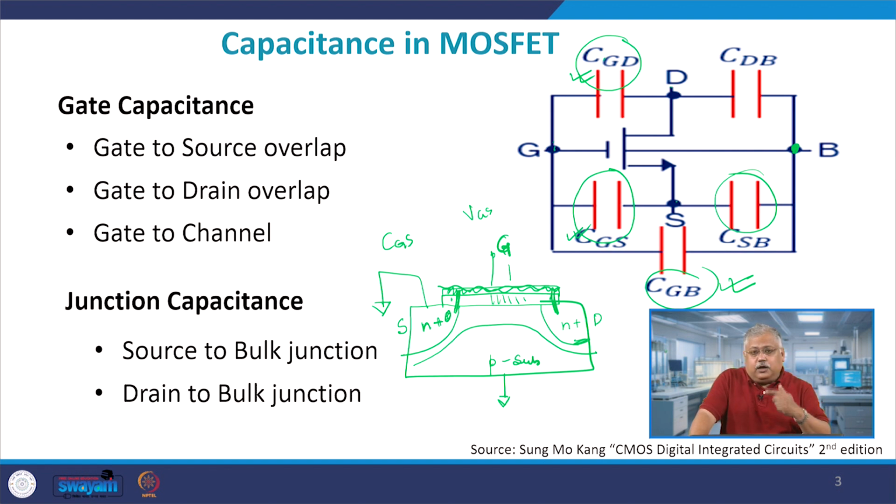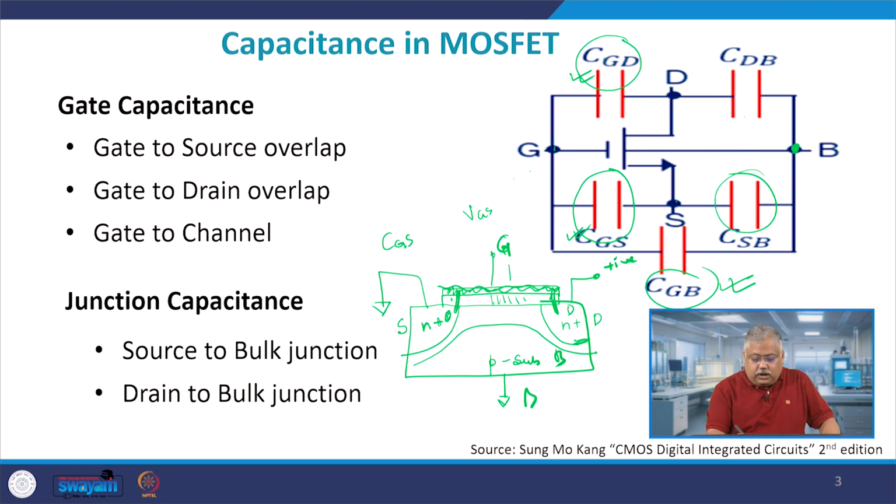However, drain to bulk will surely be a big component, and the reason is that typically there is a positive bias given on the drain side, right, and you are reverse biasing this drain to bulk potential. It is almost behaving like a reverse biased PN junction diode.